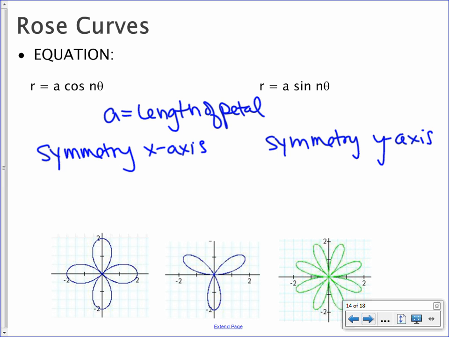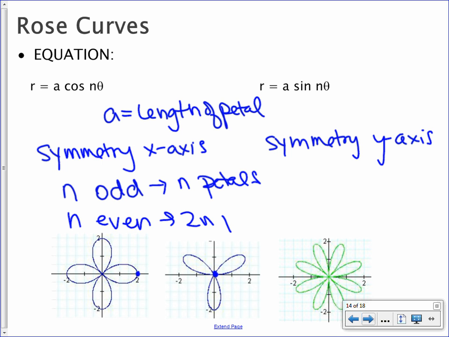When we have a cosine one, we're always going to start on the x-axis because the cosine of 0 is 1. When it starts at the origin, that is a sine curve. Then n. If n is odd, how many petals are there? n. If n is even, then there are 2n.